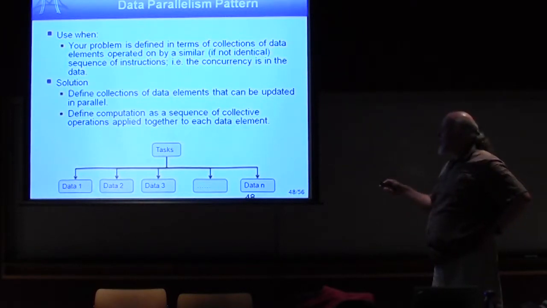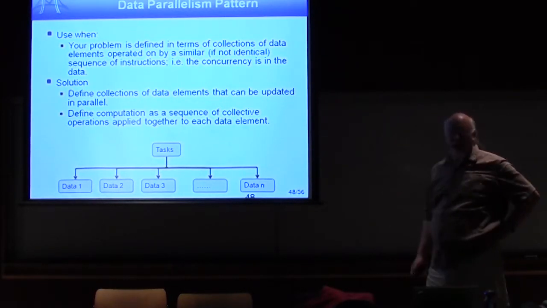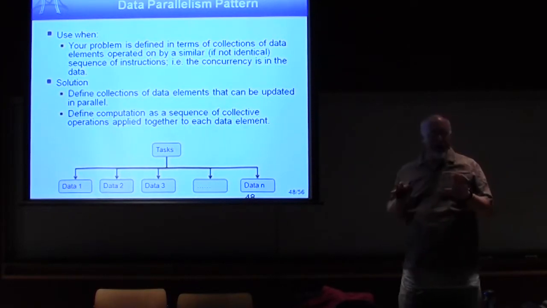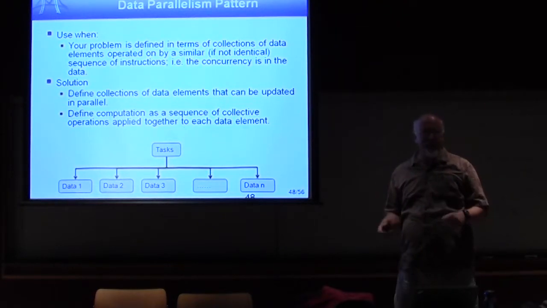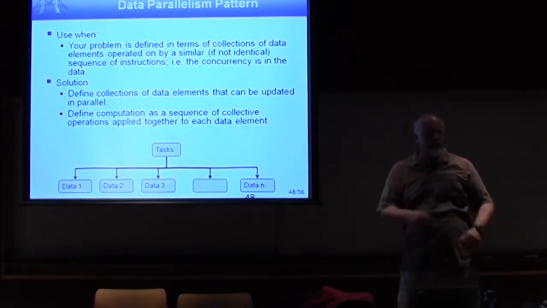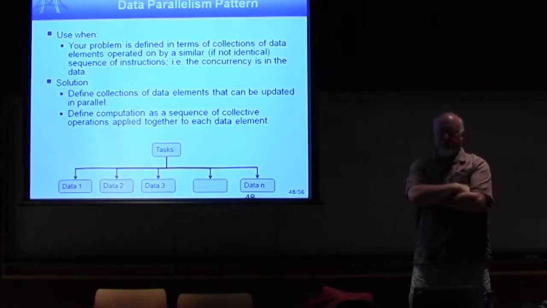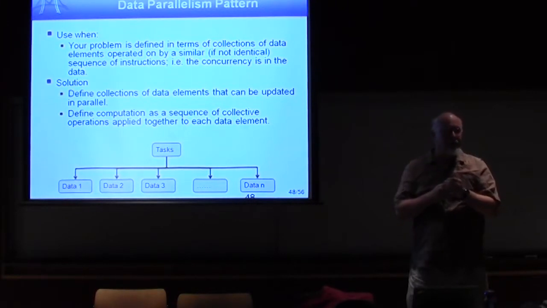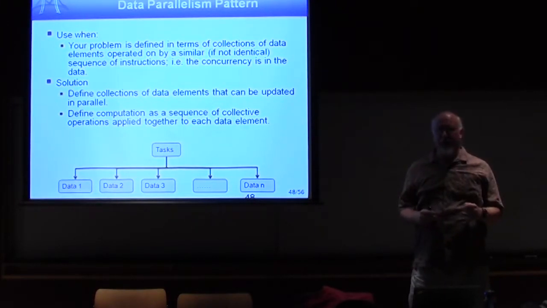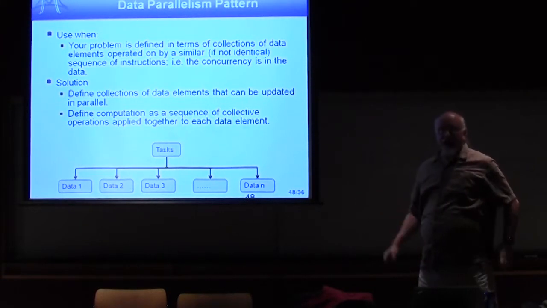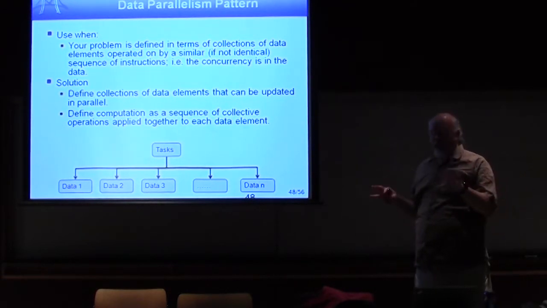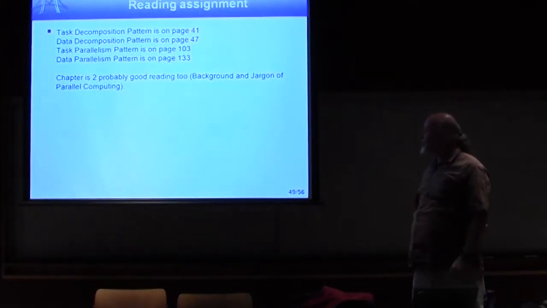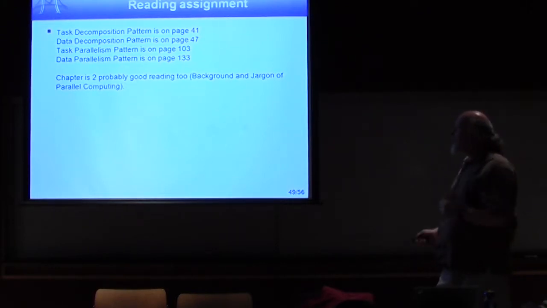We have collections of data elements operated on by a similar if not identical sequence of instructions. Sounds like a map, right? Concurrency is in the data. And moreover, what do we have in MapReduce that's even stronger than what's required here? What do we know about the data in a MapReduce? John? They're independent. That's even stronger, right? It doesn't always have to be independent for data parallelism, but in the case of MapReduce, we know it's independent. So this is overqualified for data parallelism, okay?